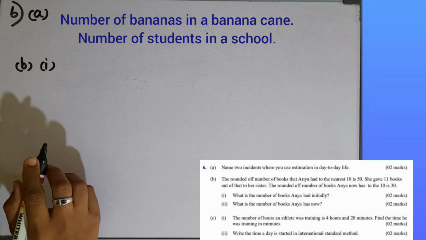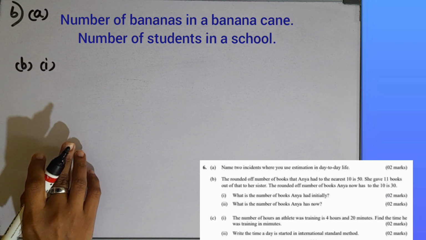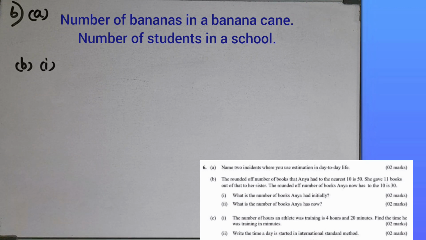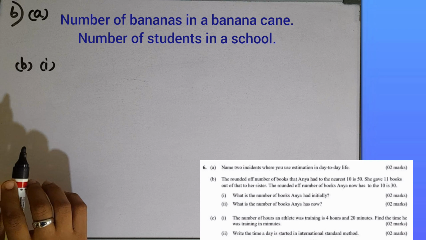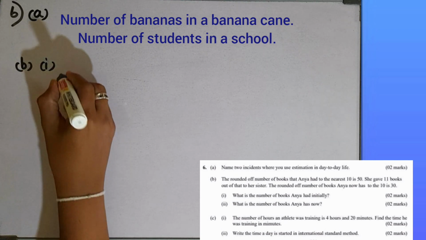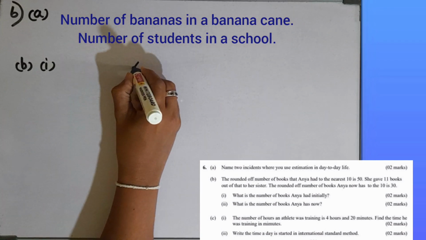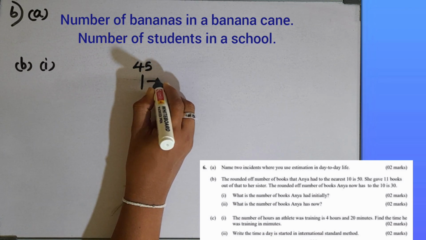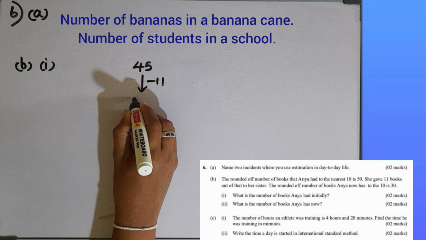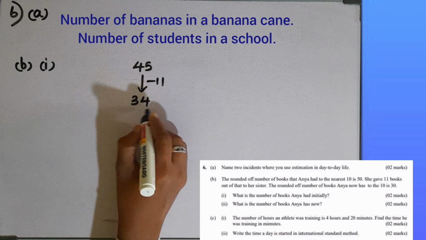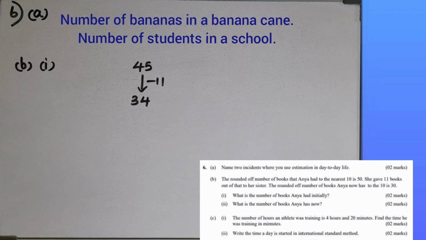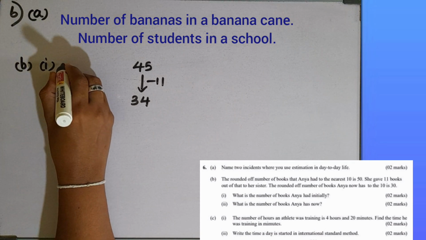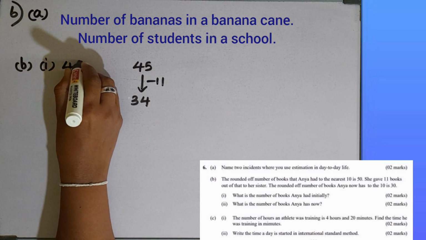If Anya had 44 earlier, 45 earlier, when it is rounded off, this goes to 50. Then if 11 is subtracted from that, it becomes 34. Now when it is rounded off, it goes to 30. Then for part 1, the answer is 45.